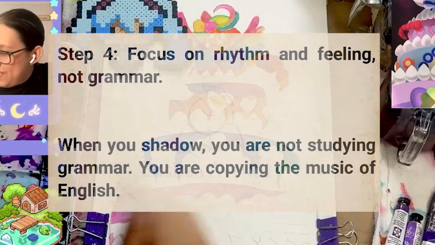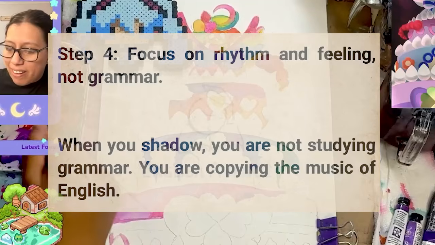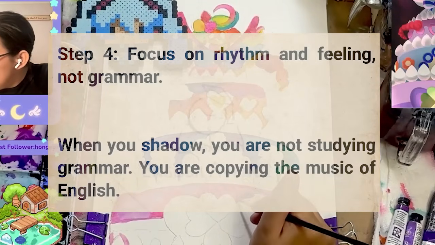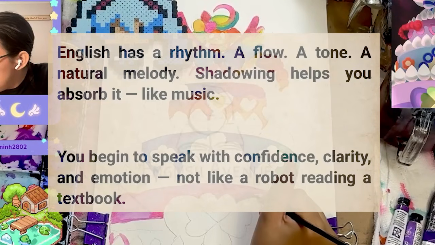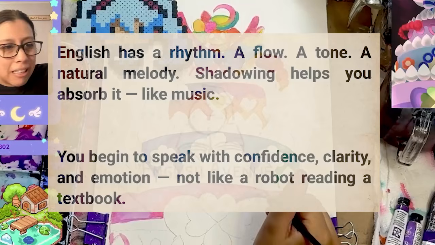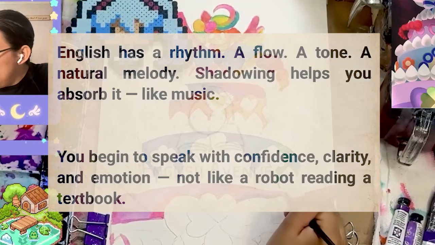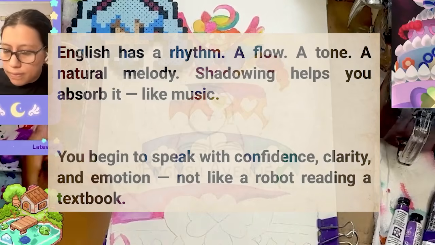Step 4. Focus on rhythm and feeling, not grammar. When you shadow, you are not studying grammar. You are copying the music of English. English has a rhythm, a flow, a tone, a natural melody. Shadowing helps you absorb it. Like music, you begin to speak with confidence, clarity, and emotion, not like a robot reading a textbook.